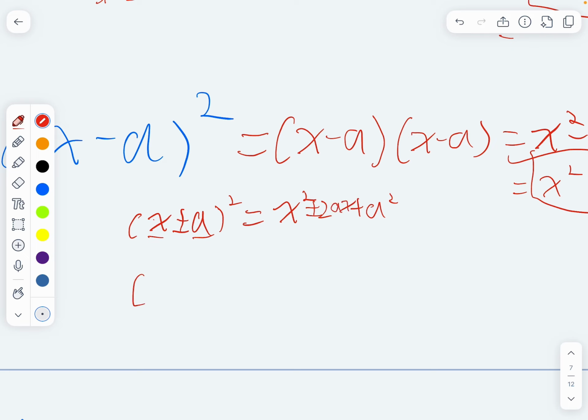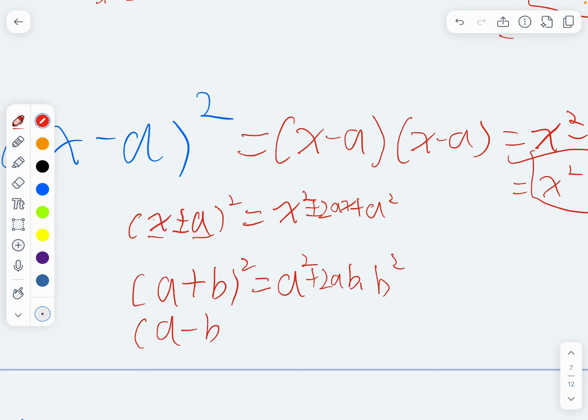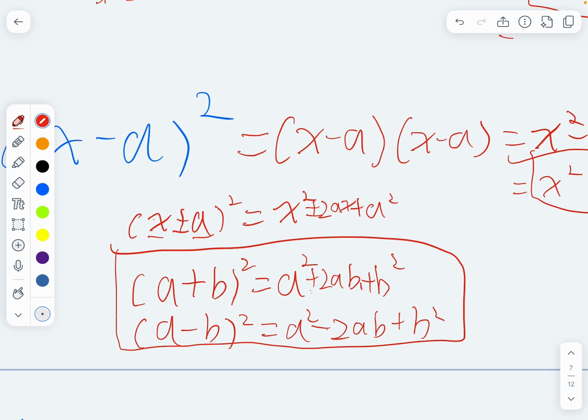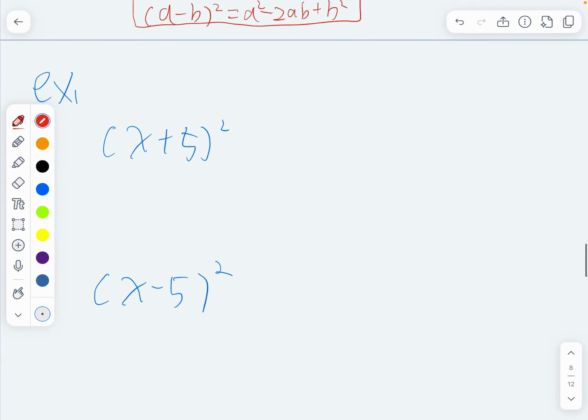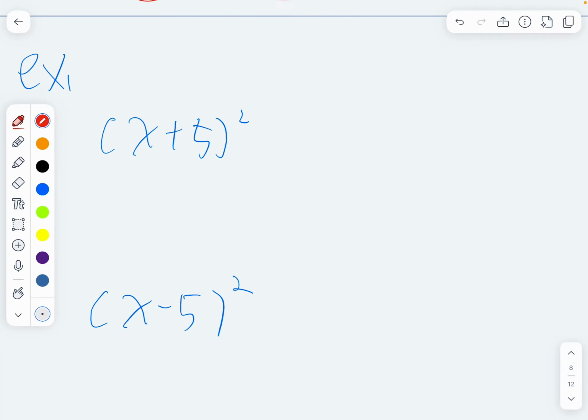Now we can use a and b for an easier way to remember. So the first term is a squared, the final term is b squared. So the middle term is just 2 times a times b. For the plus, switch to the negative. I've written the formula. Now let's do some examples.